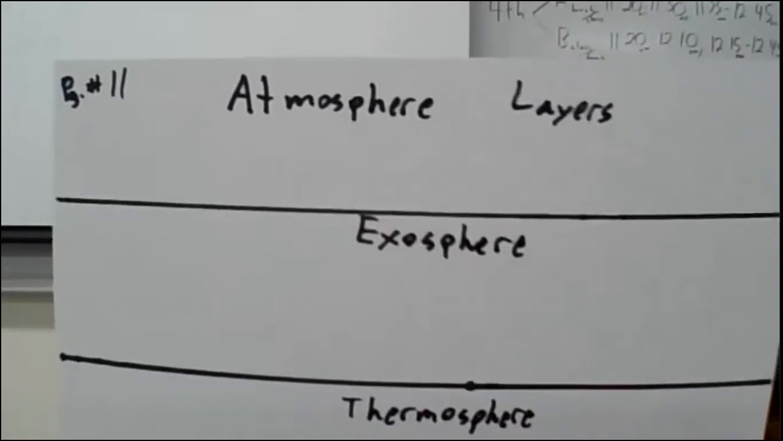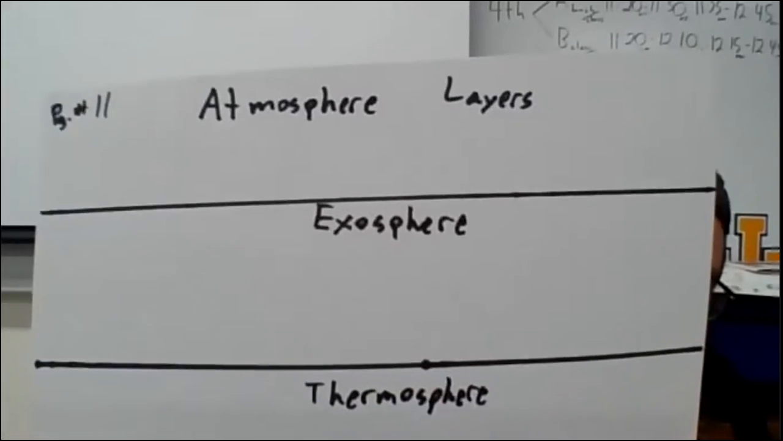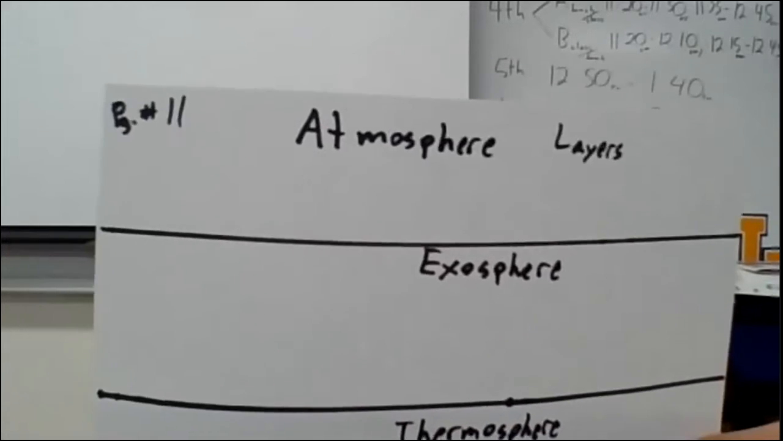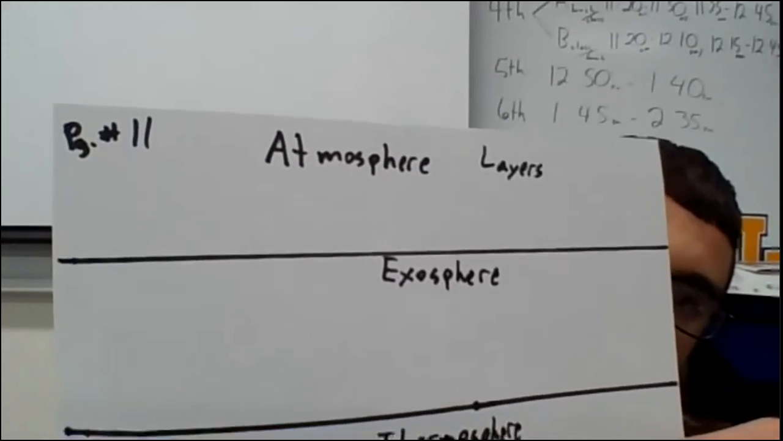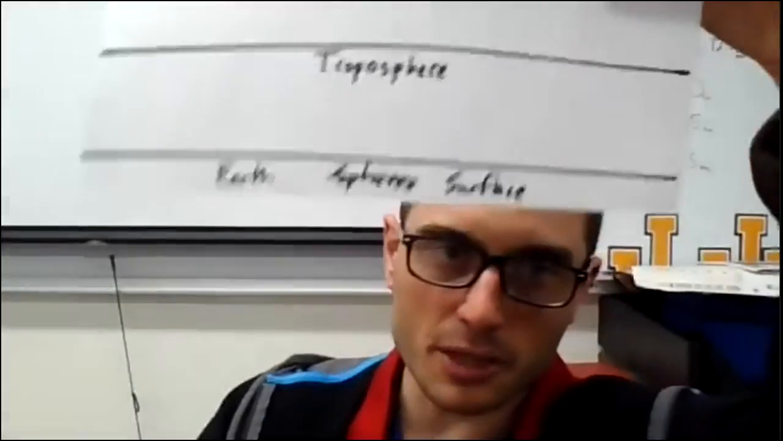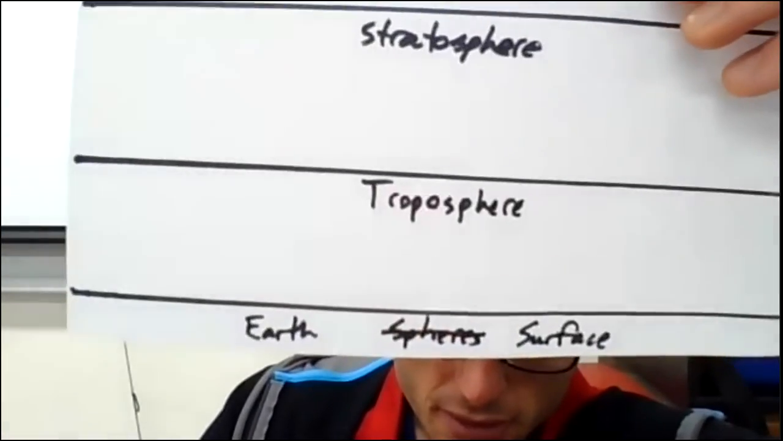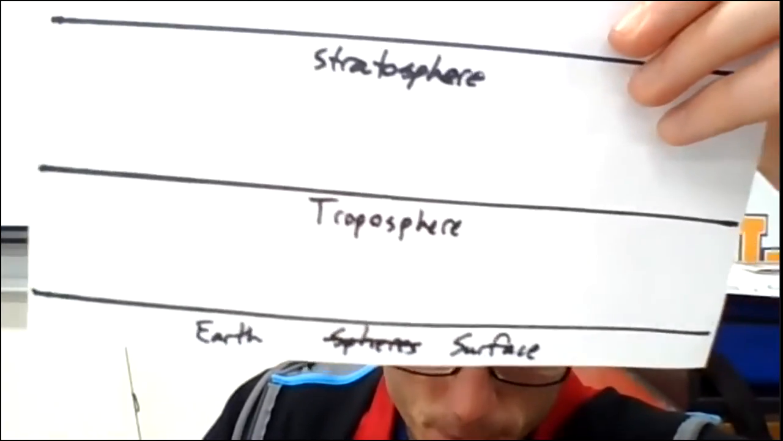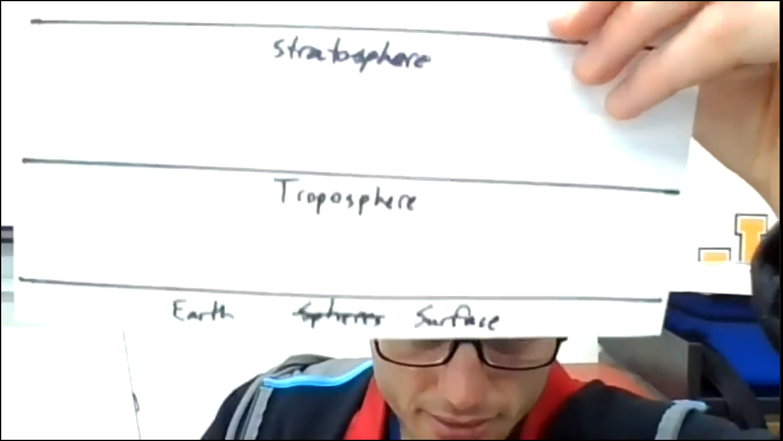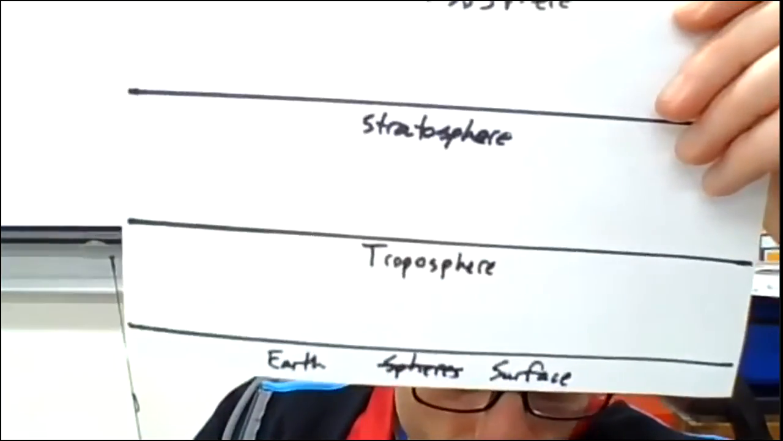So let's go. You guys can see here. All right, atmosphere layers is the title of the page. We're going to say page 9 for us, not page 11. Page 9. At the bottom, we're going to put Earth's surface. All right, then we've got the troposphere, the second layer, or the very first layer. Second is the thermosphere.